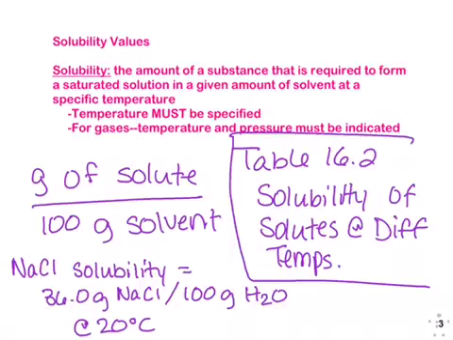And so we have the grams of the solute, NaCl, over the grams of the solvent. Now, if NaCl or table salt were being dissolved in rubbing alcohol, the 36 grams may not hold true. Okay? This is very dependent on the solute and the solvent and the temperature. Your solubility will change if the solute changes, if the solvent changes, or if the temperature changes.